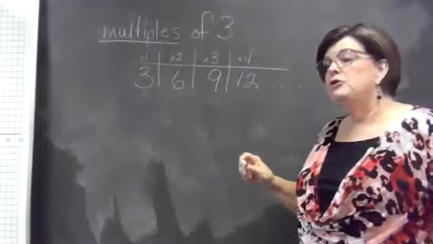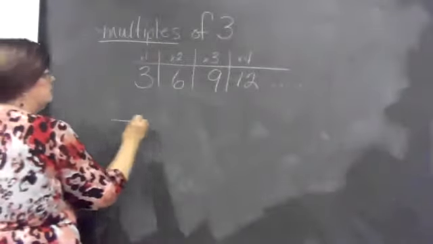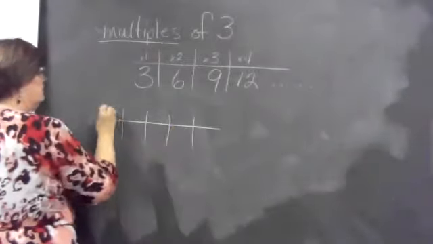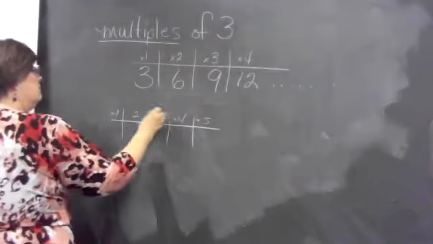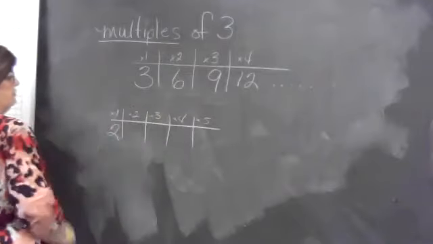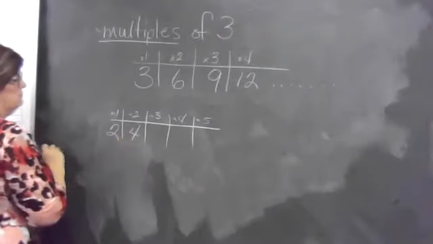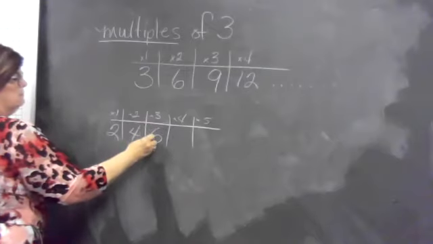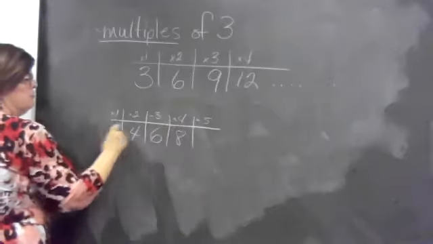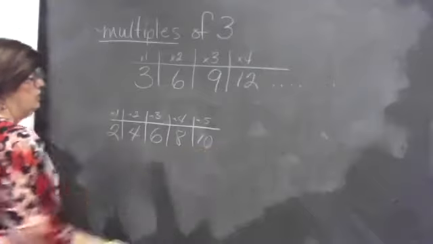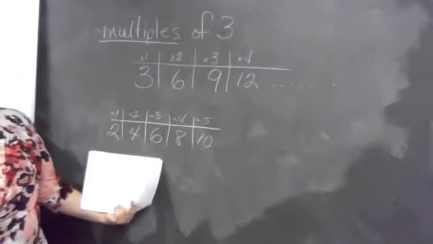Okay? How about multiples of 2? Multiples of 2. We start out with 2. What's this one? 2 times 3 is 6, times 4 is 8, 2 times 5 is 10. And so on, all the way. These are all multiples of 2. You see how multiples work?